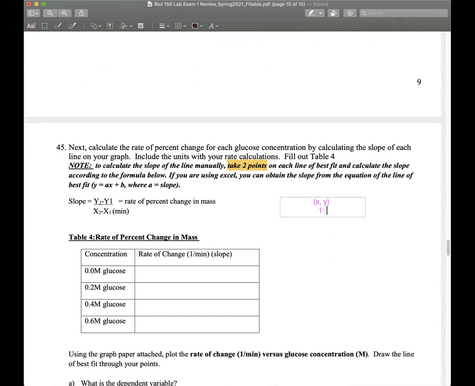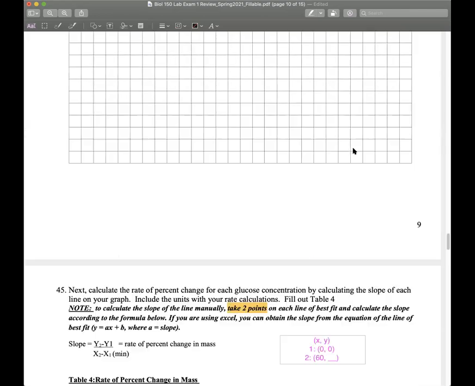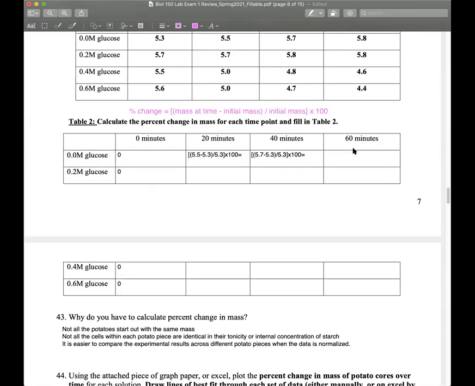So your first point is going to be 0, 0. That's the origin of your line. At time 0, you have 0% change. That's basically what that means. And then your second point would be at 60 minutes. What would the change in mass be? I guess we could go back up here and calculate that.